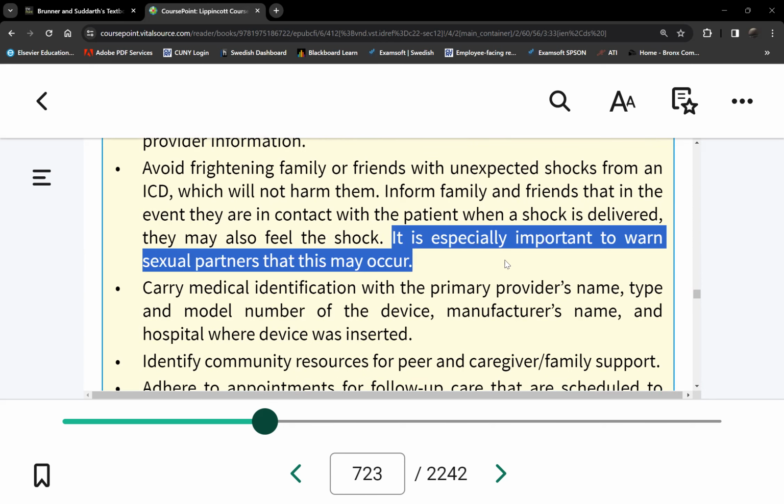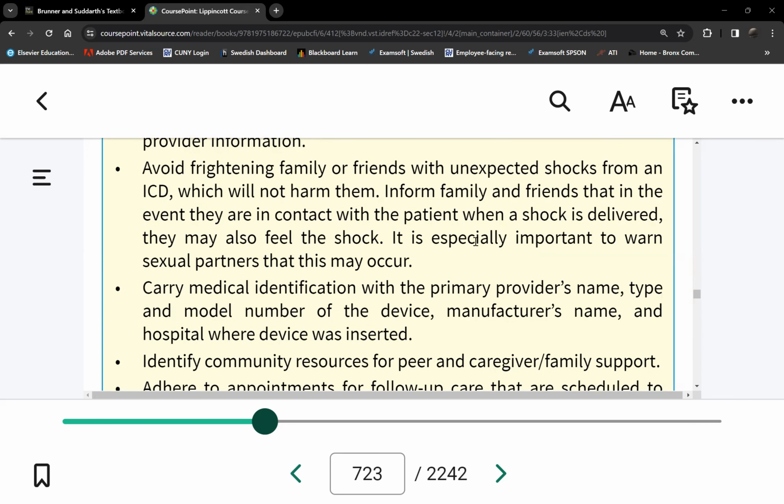So it's especially important to warn sexual partners, because this may discourage the sexual partner. I don't want to get shocked. Could they develop VTAC or VFib during sexual activity? Yes, because the heart rate is fast during that activity. So it can trigger VTAC and therefore may cause the ICD to fire and shock both the patient and the partner, because the partner is in contact with the patient. Okay, so reassure them it's a small shock. It's not like the 110 volts on the outlet.